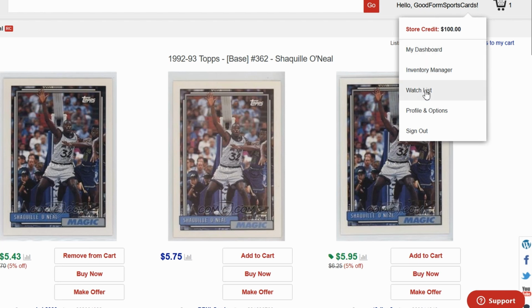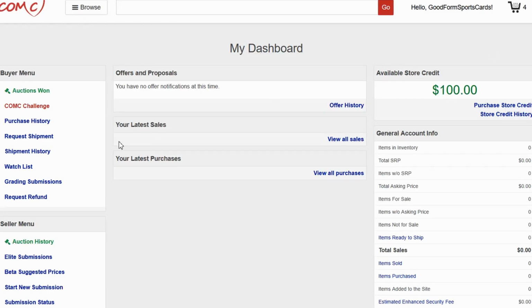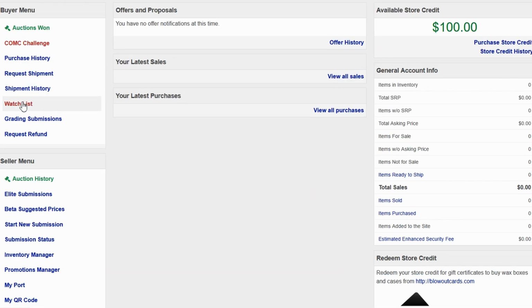Your watch list is available right here in the quick drop down. It is also available from your home screen right here. Okay, so we can access the watch list either way. Let's take a look at this now. We're just going to show you how to use it real quick. It's not super complicated. It's just like a watch list on Amazon, eBay, anything like that.